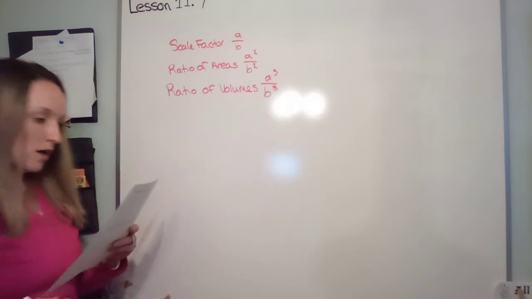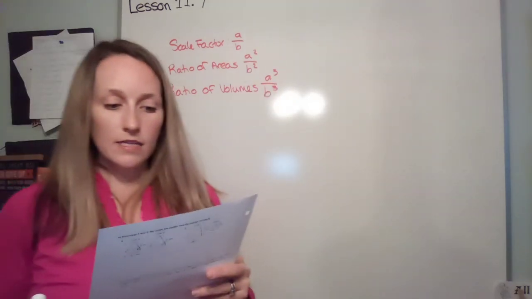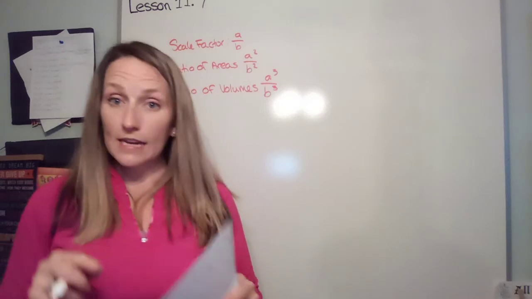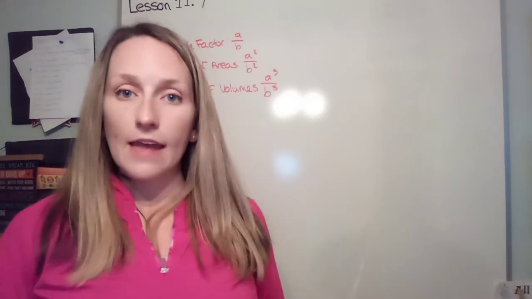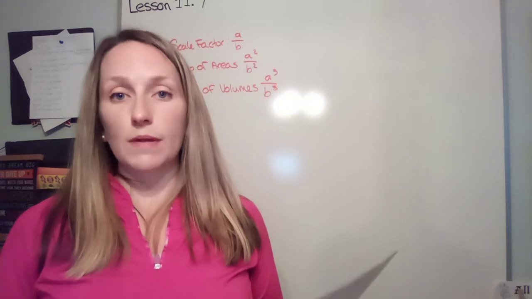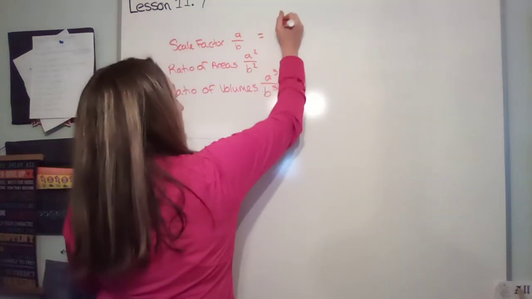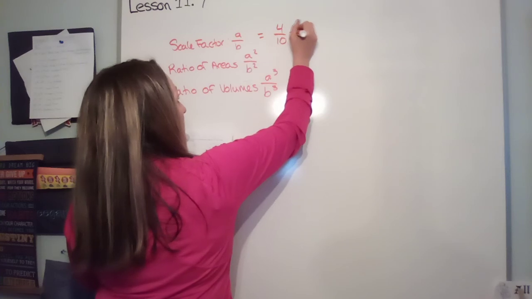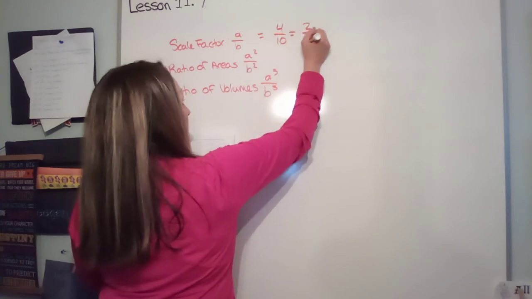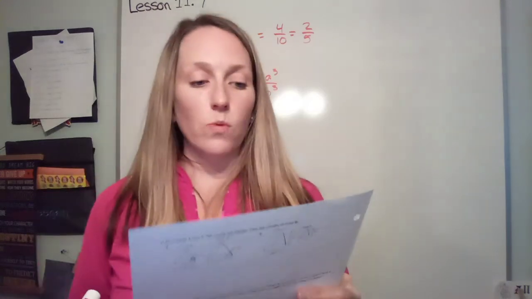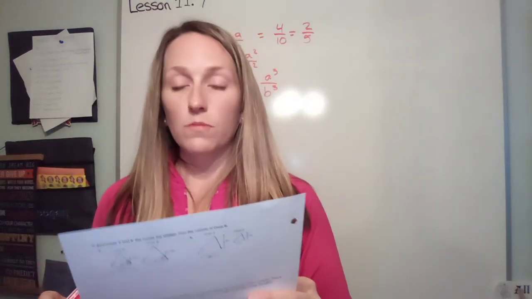Okay. All right, so it says the radius of cone A is 4 centimeters and the radius of cone B is 10. The radii, the heights, the lengths, the widths, those are linear dimensions. That's to give you your scale factor. So it says it's 4 to 10. So 4 to 10 is my scale factor. Simplify it to 2 to 5. All right, then it says the volume of cone A is 134. Find the volume of cone B.